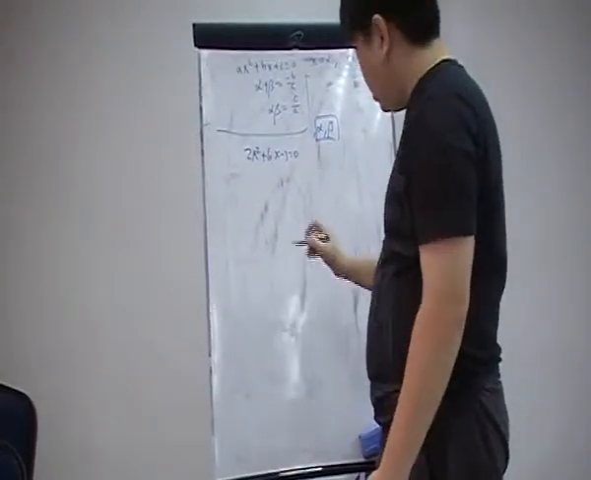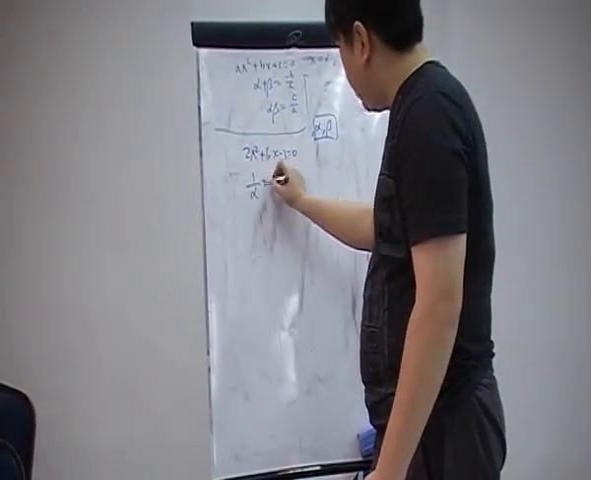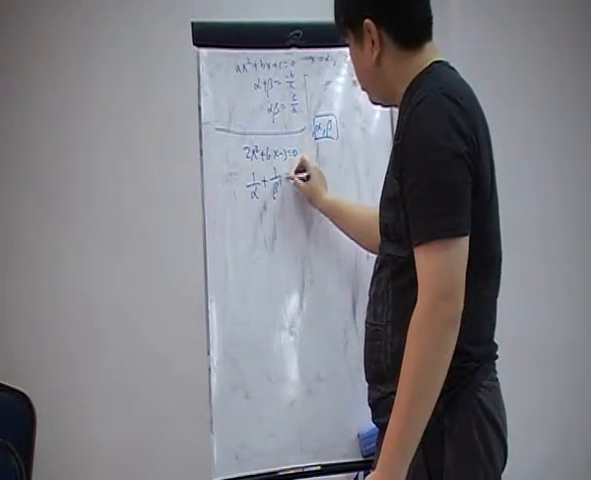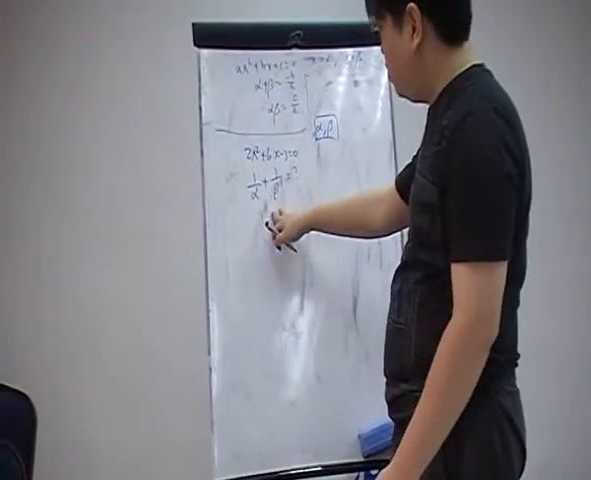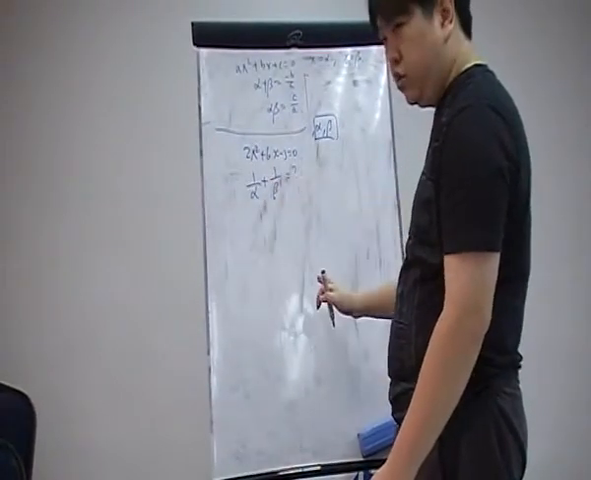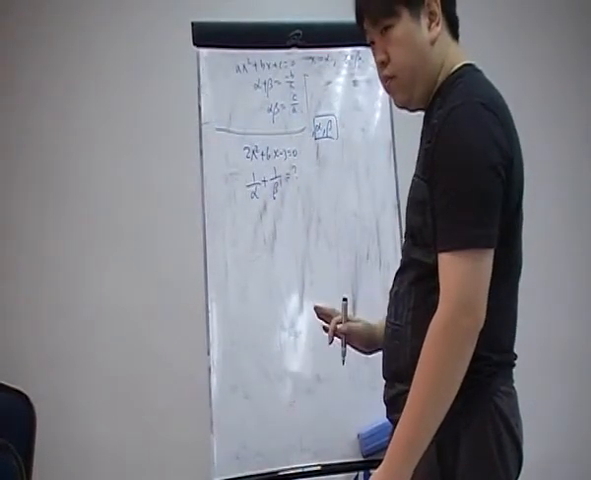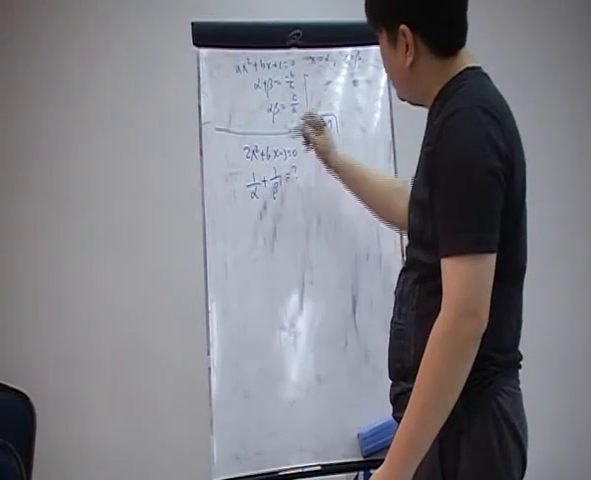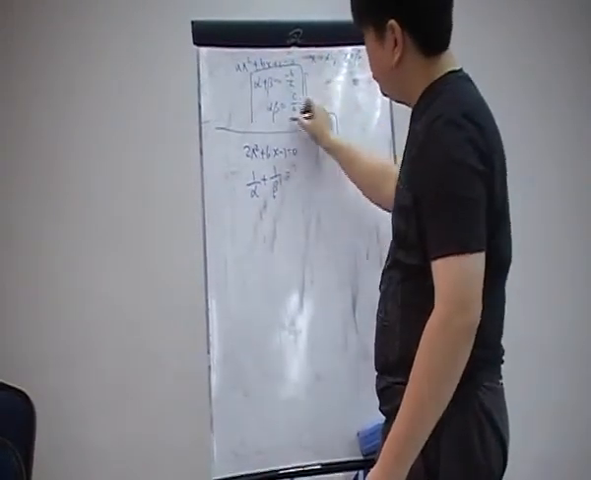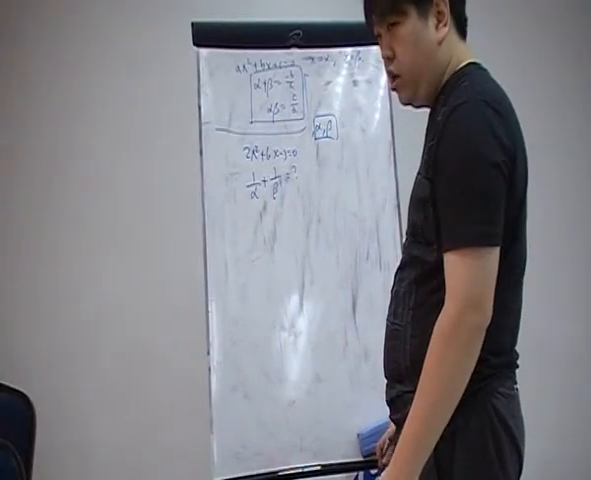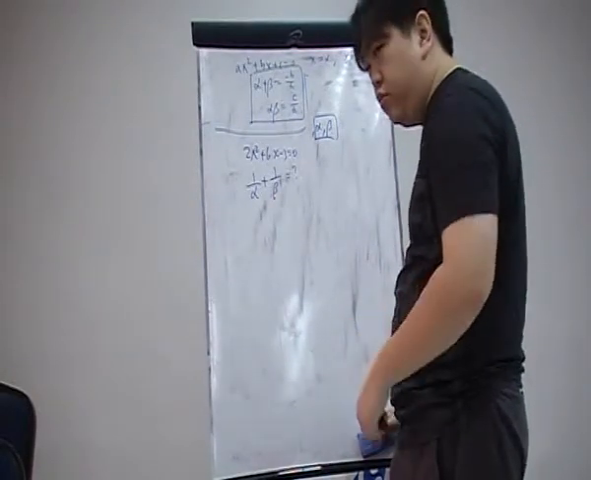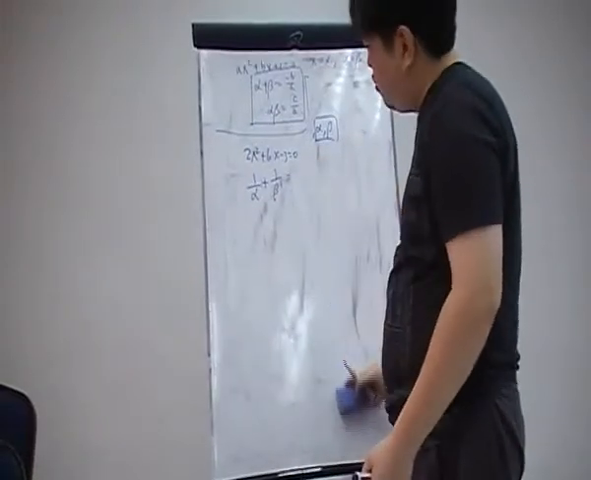Find the value of 1 over alpha plus 1 over beta. When they ask you in this form, that means they don't expect you to solve the equation and substitute alpha and beta. They want you to use sum of roots and product of roots to solve it. So how do we do it? This is an example, so you don't have to think. Follow me.